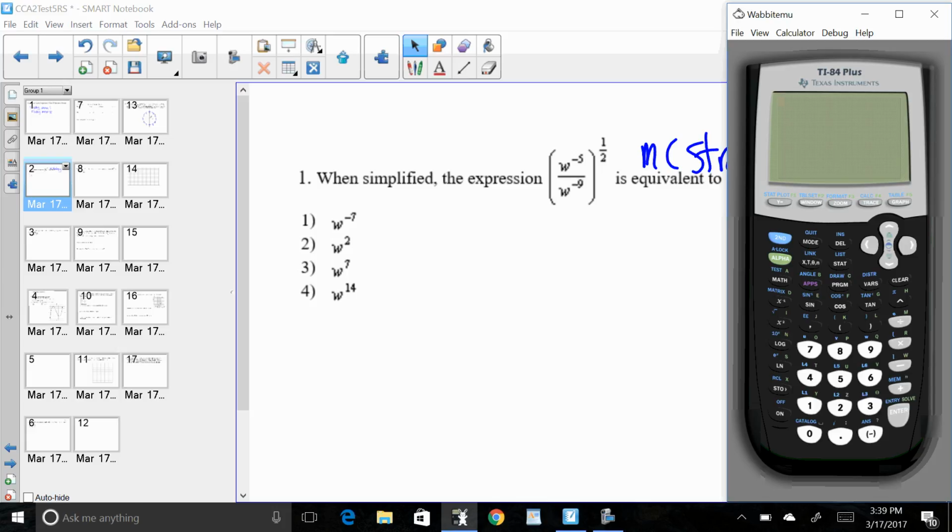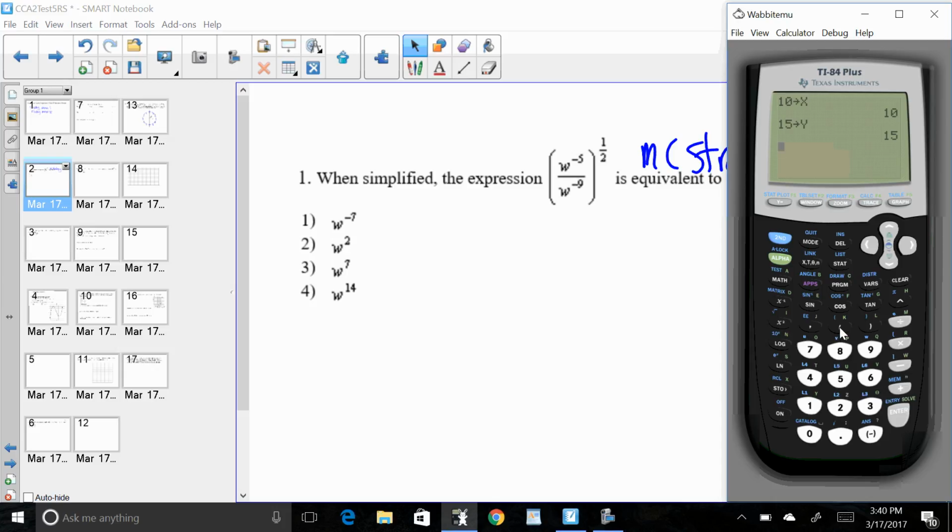I'm going to do 10 store as x and 15 store as y. I'm picking these values arbitrarily. Can't be 0, can't be 1, 2's not great either, and x and y have to be different. So now I'm going to type in the original problem.